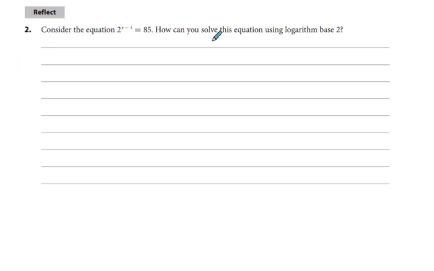Okay, we give another equation here. We give reflect. Consider this equation: 2 to the power of x minus 3 equals 85. How can you solve this using logarithm base 2? Well, what we can do is write the left side: 2 to the power of x minus 3 is equal to 85.